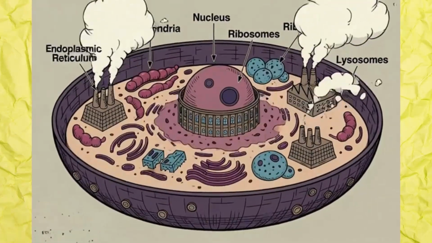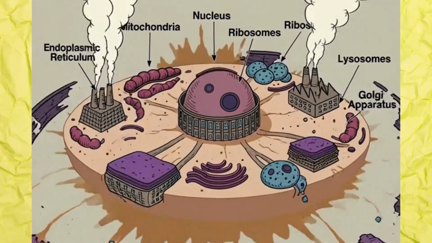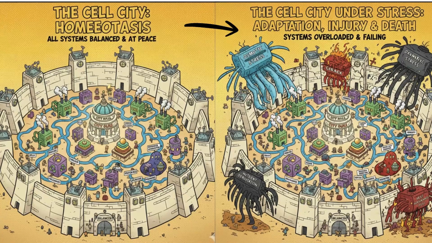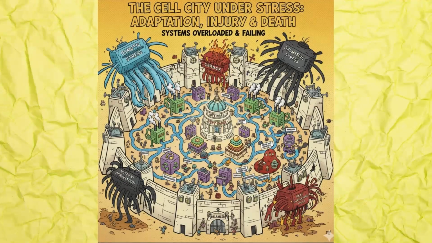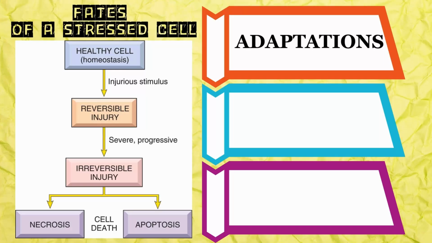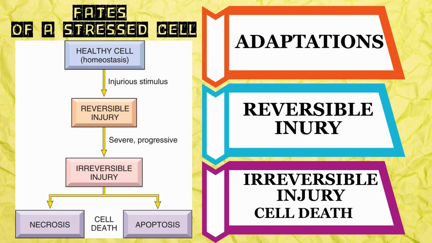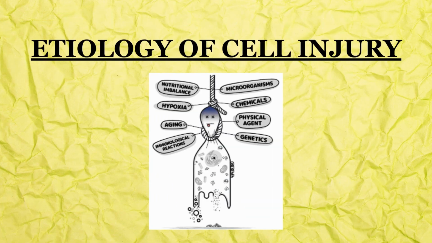But what happens when the city is attacked? What happens when there is famine? Or the power plants fail? The city has to react, and that is the story of this chapter. We will explore the 3 fates of a stressed cell. Adaptation, the city changes its way of life to survive. Reversible injury, the city gets damaged but can be repaired. Cell death or irreversible injury, the city falls. Let's begin with the threats.